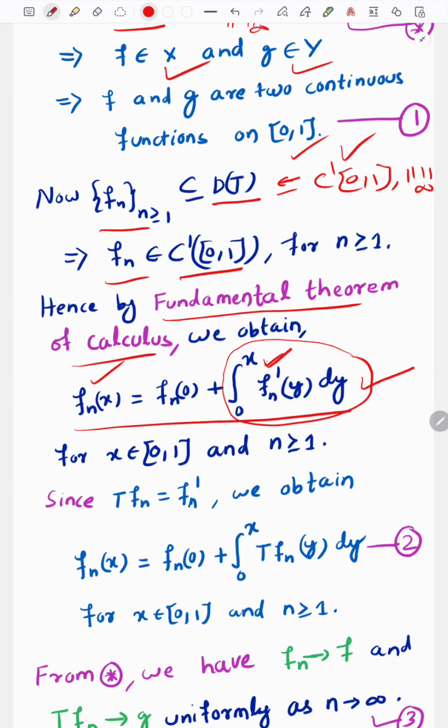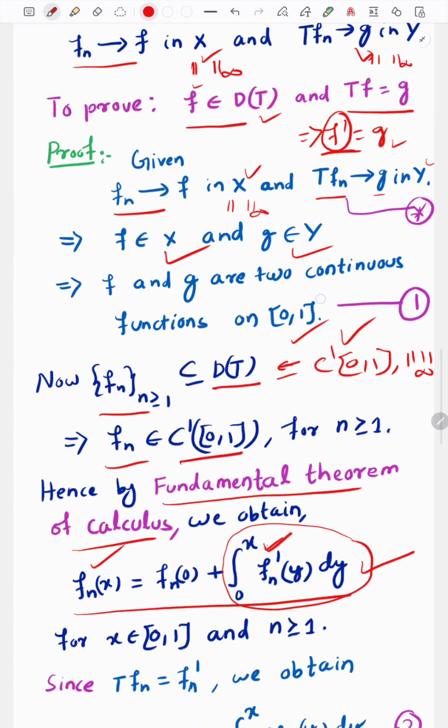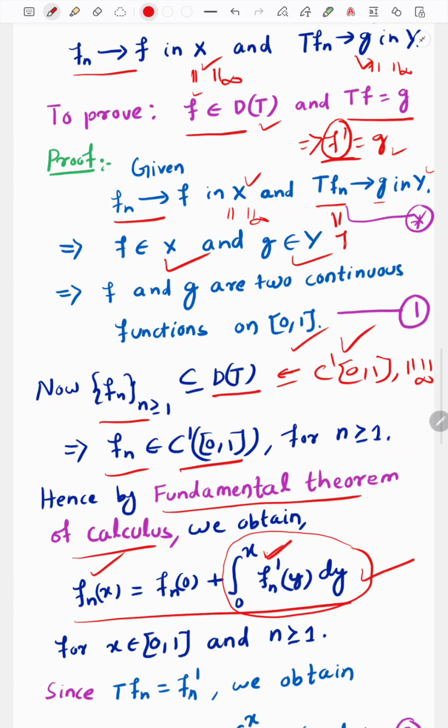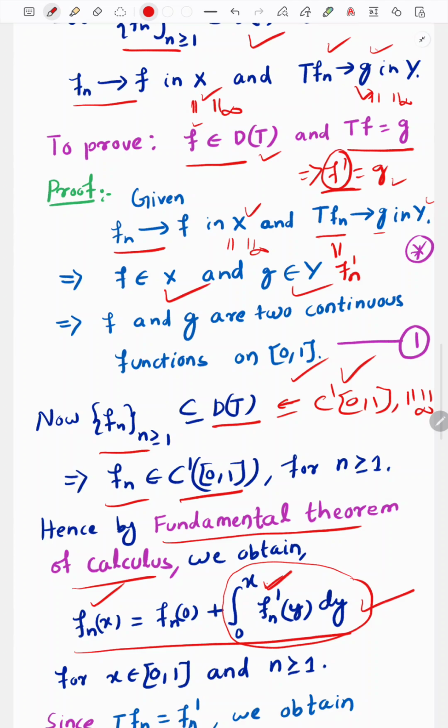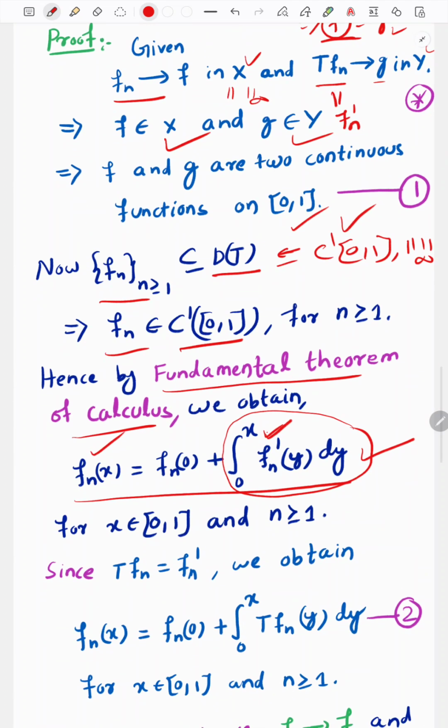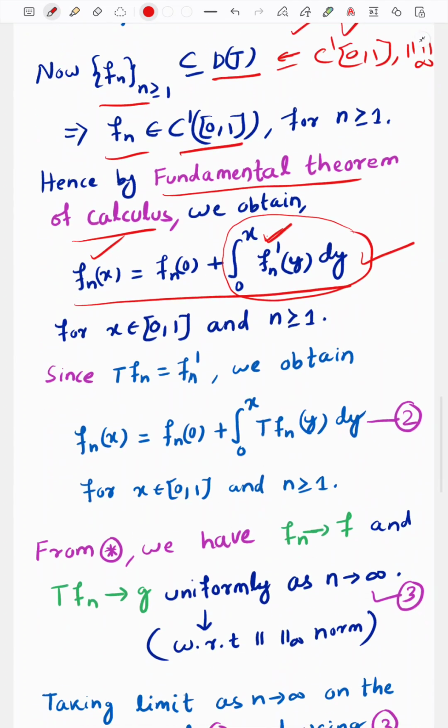We have to pass the limit inside the integral. There is also no problem, since here Tfn is nothing but fn dash. But we know that fn dash converges to g uniformly. So by using the uniform convergence we can take the limit inside the integral. It is a very nice property in real analysis. If a sequence converges to some function f uniformly, then the uniform limit helps to pass the limit inside the integration. So we will use that.